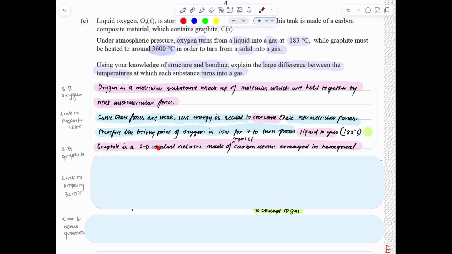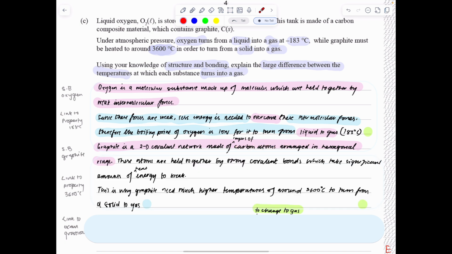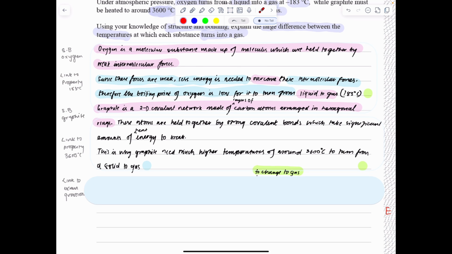Graphite is a 2D covalent network made up of layers of carbon atoms arranged in hexagonal rings. You might need to look up an image of this if you cannot visualize it. These atoms are held together by strong covalent bonds, which take significant amounts of heat energy to break. This is why graphite needs a much higher temperature of around 3,600 degrees Celsius to turn from a solid to a gas, or vaporize.